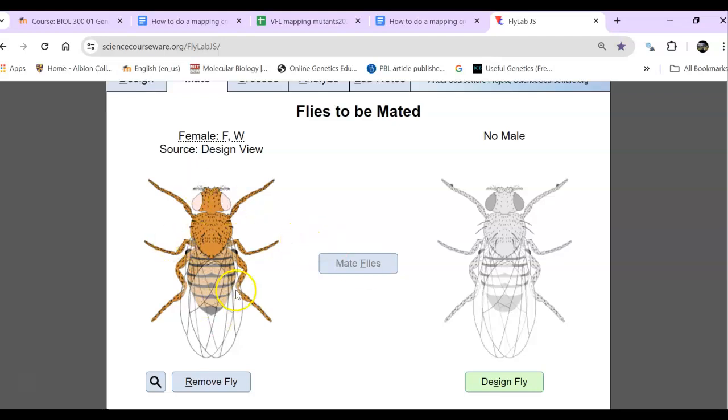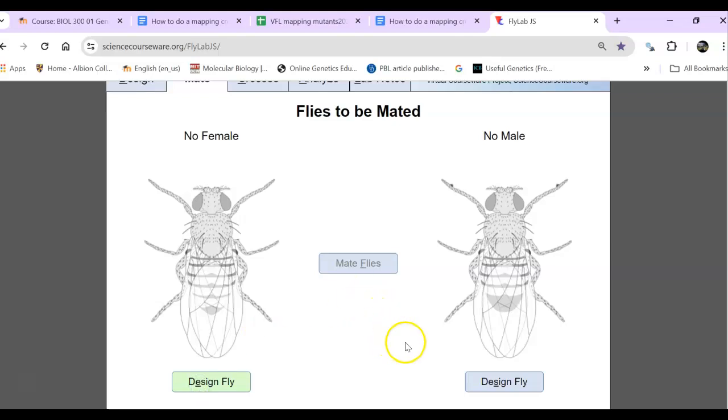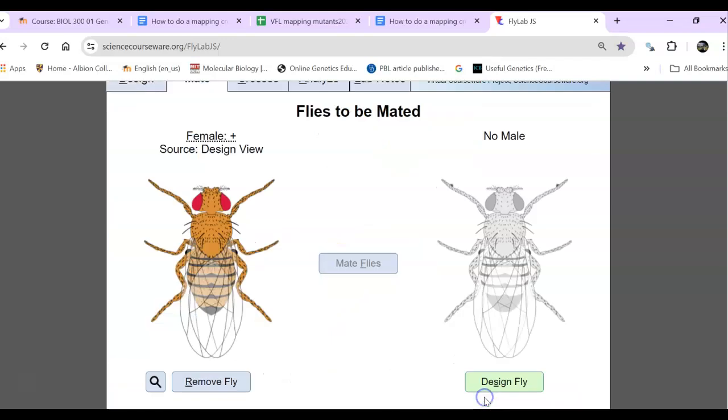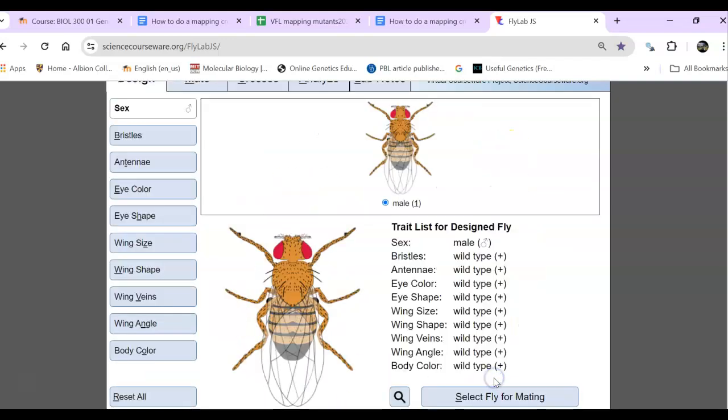So we don't want to do it this way. So let's remove that flag. So we want to make the female wild type again. So always make the female wild type. Makes life easier. And your male has to be mutant. Yeah, definitely do this one. If it's X-linked, do it this way. Meaning make your female wild type. And the male we have to design.